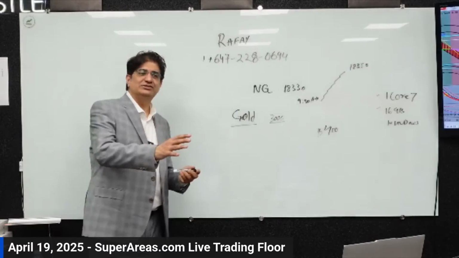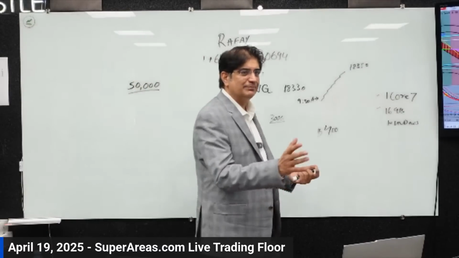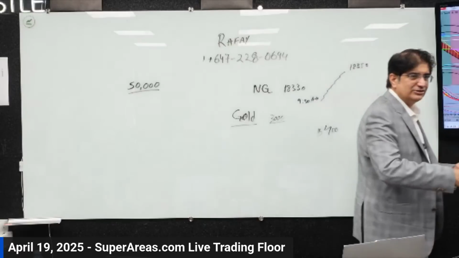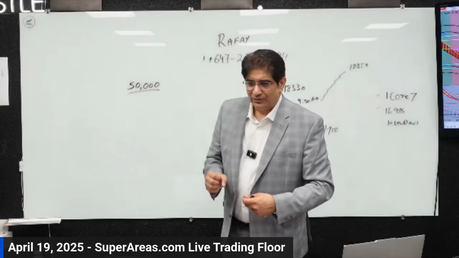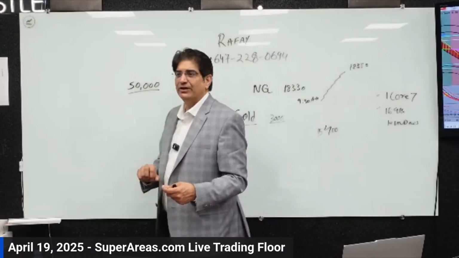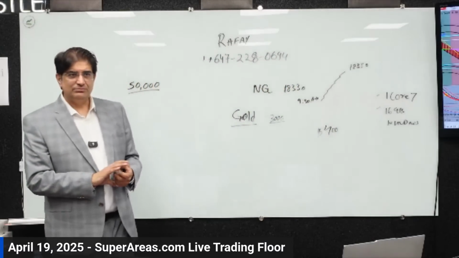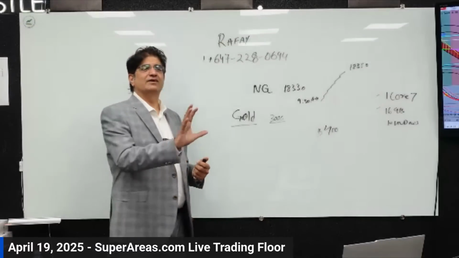So psychology is more important, discipline is more important in winning a trade or losing a trade. So I put a plan together for him. I said, all right, what's your goal? He says 50,000. How can I do it? So I said, let's open up 5 accounts for him.